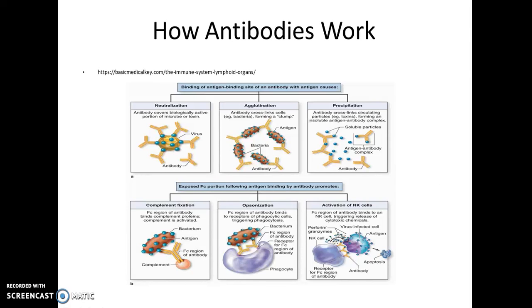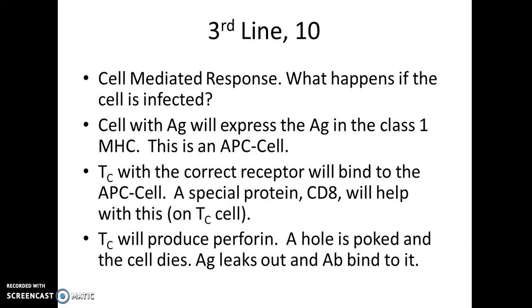Now, in the cell-mediated response, this happens when the cell is already infected. So cells with the antigen, just a normal body cell, will express the antigen in the class 1 MHC and is called an APC cell. Okay? Antigen presenting cell. The TC cell with the correct receptor will bind to the APC cell, and a special protein called CD8 will help with the binding of the cell to the TC cell.